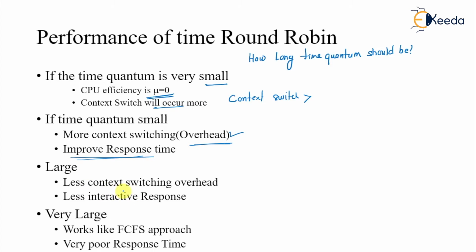If it is large, then the context switching is still an overhead, but the response time will be worse. If it is very large, then it works like an FCFS approach, with very poor response time. So our whole purpose of response time will be lost, and that is the main reason we started with this time sharing scheduling policy. So we have to be reasonably good with our time quantum. It should not be very small, and it should not be very large. Otherwise, it will behave like FCFS.